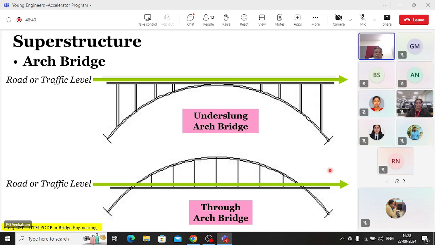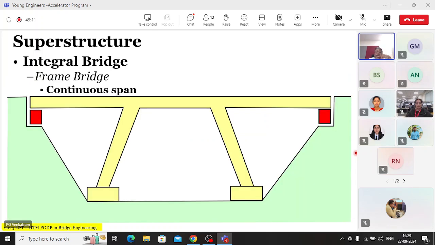Arch bridges we tend to use when we need force transfer primarily by compression. We started off with a pure bending member. Then we went to slab and box girder, which is bending, where torsions are handled. Then we moved to truss, which transfers forces as a combination of tension and compression. Then we moved to an arch, which is primarily compression. From there onwards, we can move to another type of bridge, which is an integral bridge.